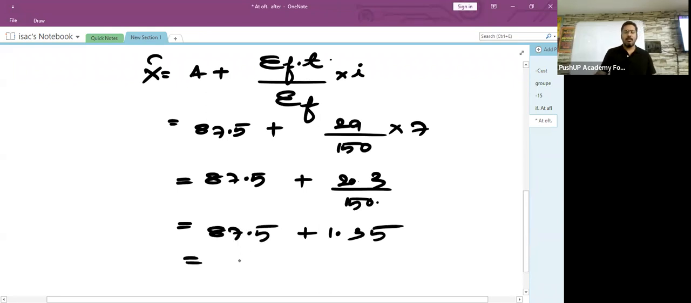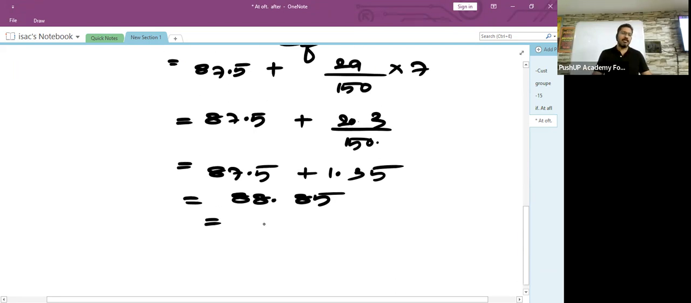87.5 plus 1.35 is 88.85. If they ask you to round this off to 1 decimal place, then your answer would be 88.9. Okay. 88.9.